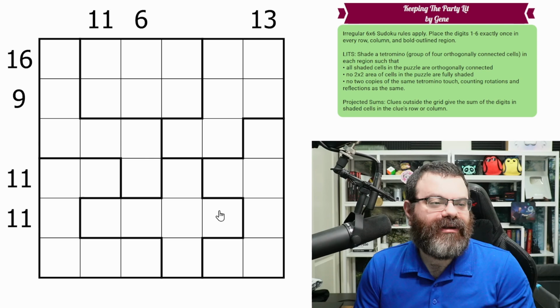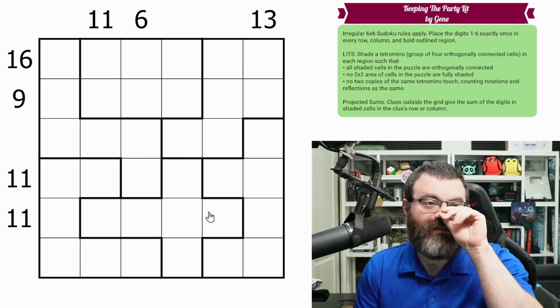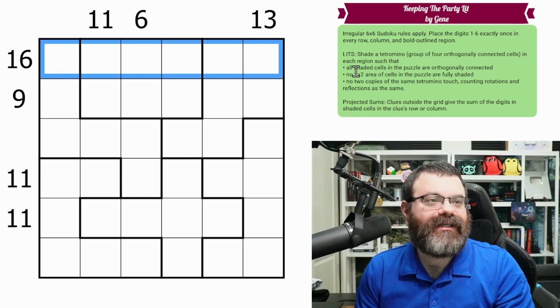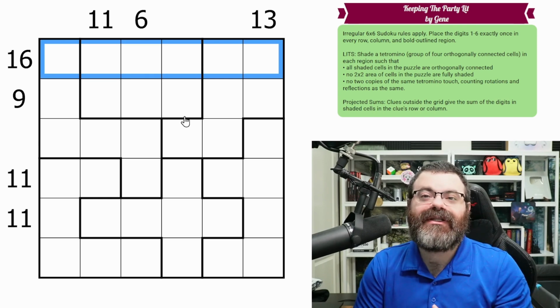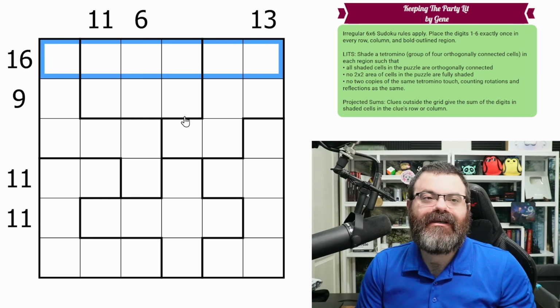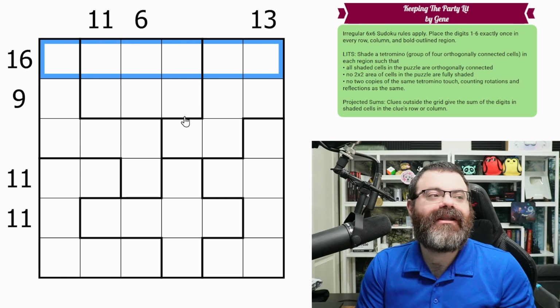There are other ways to start. I think there's a lot of stuff you can do just with LITS rules, but I'm curious about this 16 because the entire row adds to 21. So thinking about the outies can be helpful. So how much is missing from 21 when we do 16?